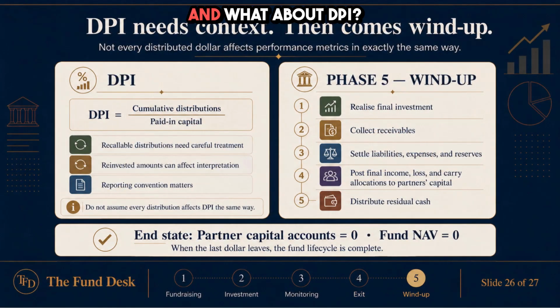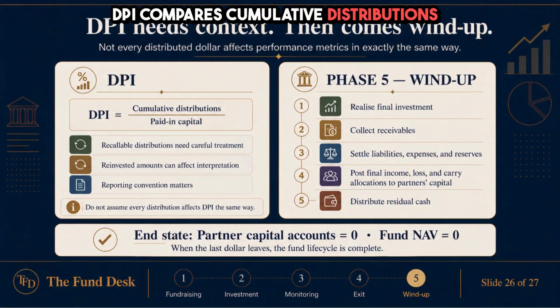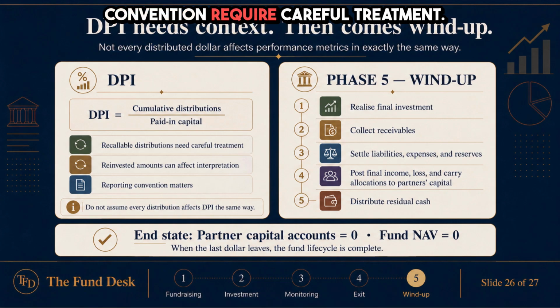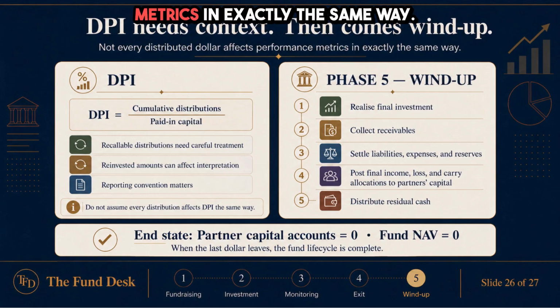And what about DPI? DPI compares cumulative distributions with paid in capital, but recallable distributions, reinvested amounts, and the fund's reporting convention require careful treatment. So do not assume that every dollar distributed affects the performance metrics in exactly the same way.